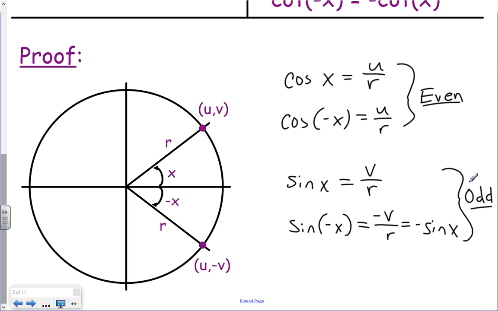And you can go through for the other 4 trig functions and show the properties the exact same way as this is done, and you'll end up with showing that all 6 of these are either odd or even functions.